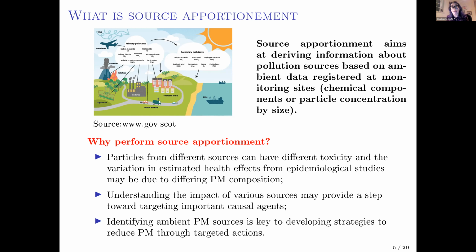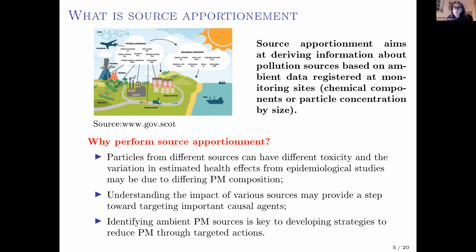And source apportionment is what we are trying to do: basically trying to disentangle particulate matter into sources, where the data come from monitoring stations and the data are related to chemical components or particle concentration by size. And the second one is what we have done in our project.